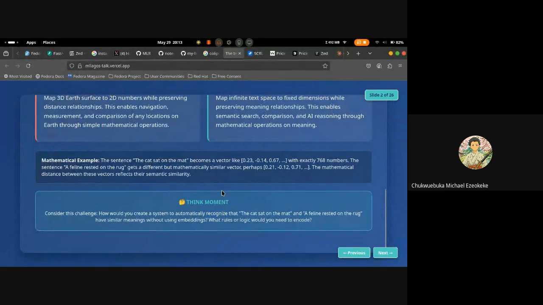Okay, thank you. So I just have a question. How would you create a system that can recognize that "the cat sat on the mat" and "a feline rested on the floor" have similar meanings without using embeddings? Are you going to work with a rule-based approach, or what other approach do you think would be used for that? Can someone give a solution, or should I move on to the next?